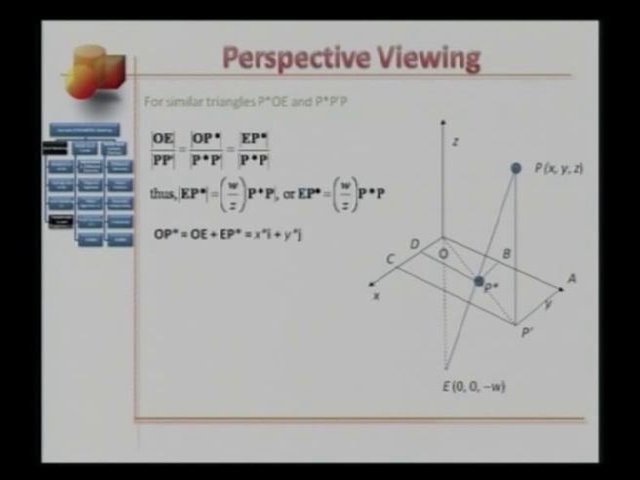Like I said before, we are interested in the coordinates of P star, the perspective image of P. Using vector algebra, we can say that OP star equals OE plus EP star. This is using the triangle law. OE would be minus of WK, and we'll see that later. OP star equals X star I, where I is the unit vector along the X direction, plus Y star J, where J is the unit vector along the Y direction.